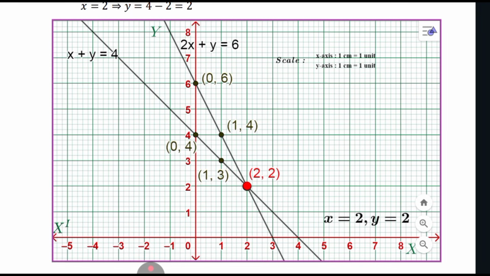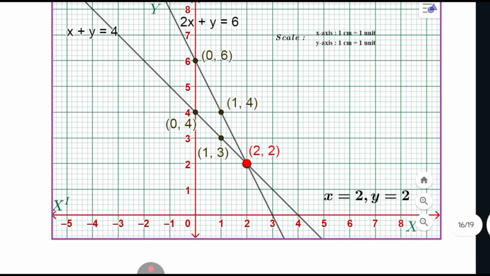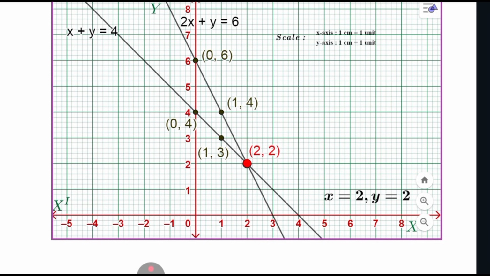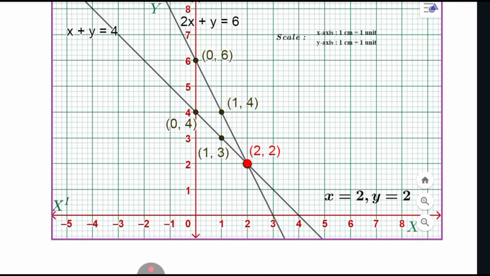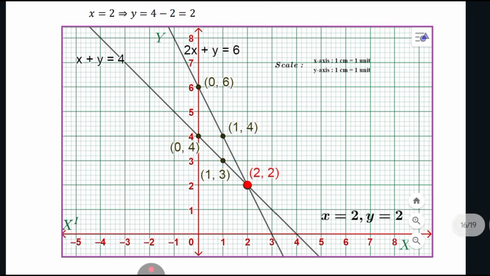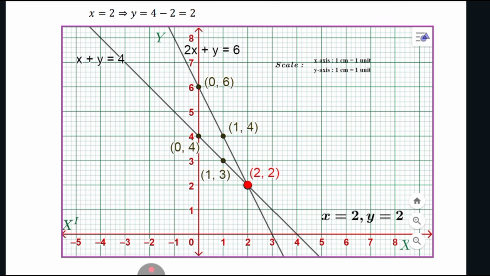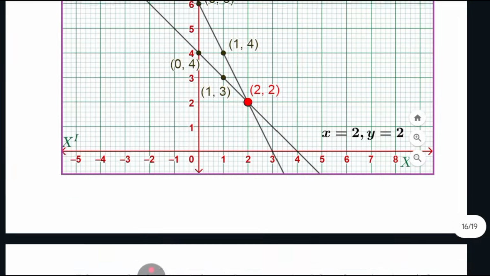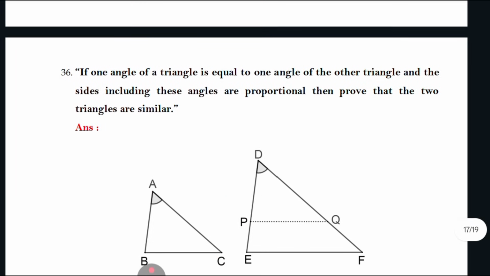There are marks for that, and also mark the points where the lines are crossing and the intersection point also. Whatever points there are in this graph, you should mention all of them in your graph. Okay, so you will get 4 out of 4 marks here. If one angle of a triangle is equal to one angle of another triangle and the sides including these angles are proportional, then prove that the two triangles are similar.